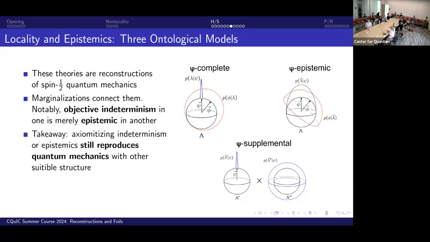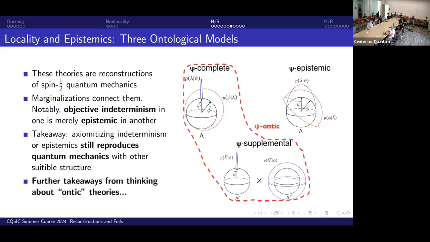Now, the final takeaway from all this is that you can essentially interchange certain axioms. Like you might say, okay, you might have indeterminism as an axiom of the theory, but you can get rid of it and replace it with a certain amount of epistemics. So it's not a definitive axiom here. So again, this is just one example of this kind of reconstruction structure, where you can take your different axioms, and you can still reproduce the same quantum mechanics at the end of the day here.